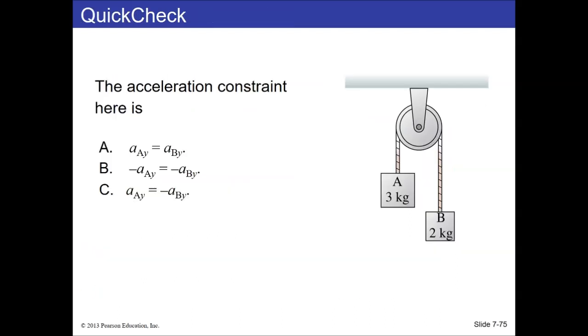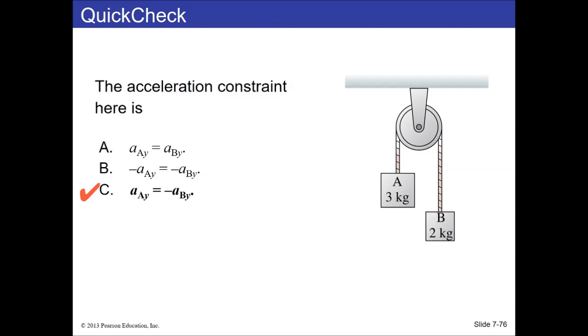All right, so let's consider what's going on here with the acceleration constraints. We got these two blocks connected by a rope to this pulley here, and we are making the assumptions here that the pulley and the mass and the strings are massless. Block A is the heavier block, so the answer here would be C. So block A is going to be accelerating downward, and block B is going to be accelerating upward.